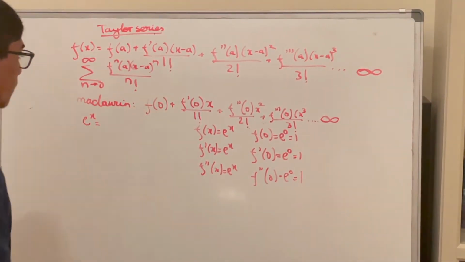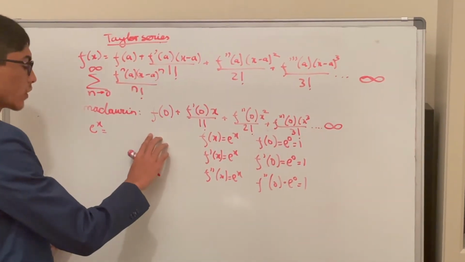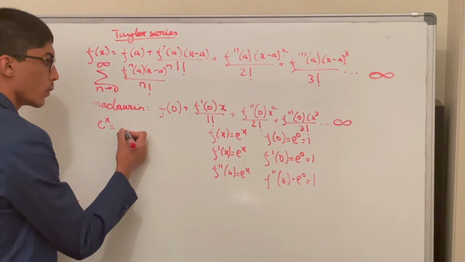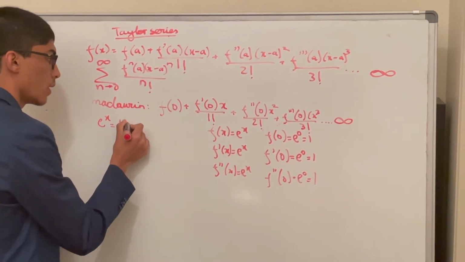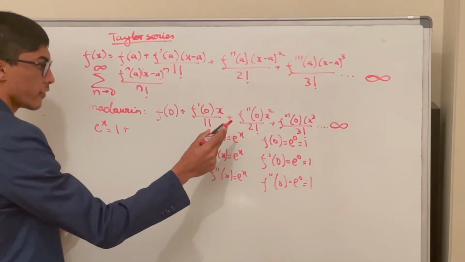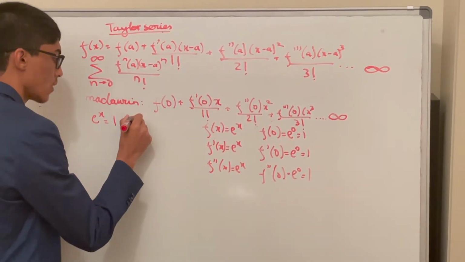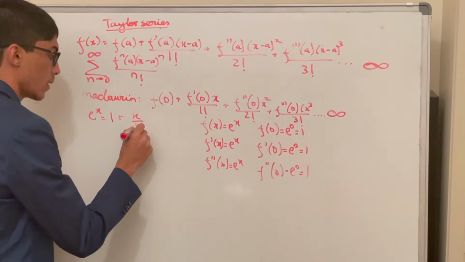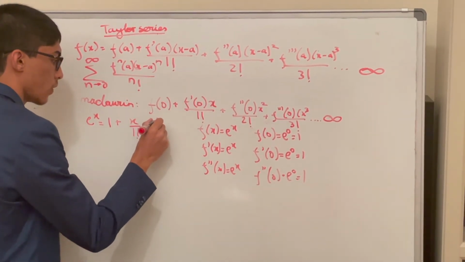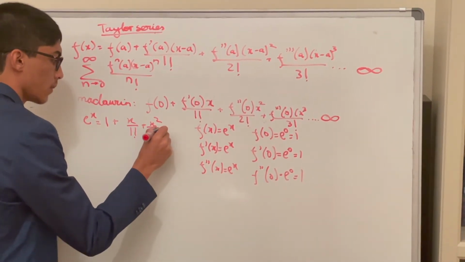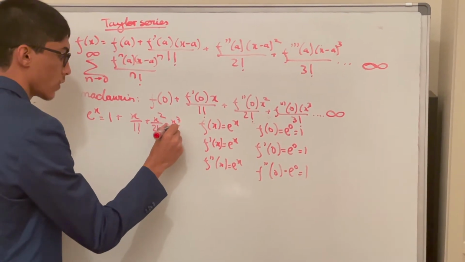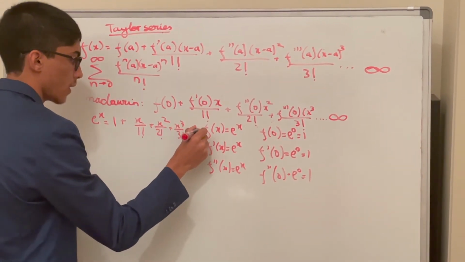So if we plug that into the general formula for the Maclaurin series, we get f of 0, which is 1, plus f prime 0 times x, which is just 1 times x, over 1 factorial, plus x squared over 2 factorial, plus x cubed over 3 factorial to infinity.